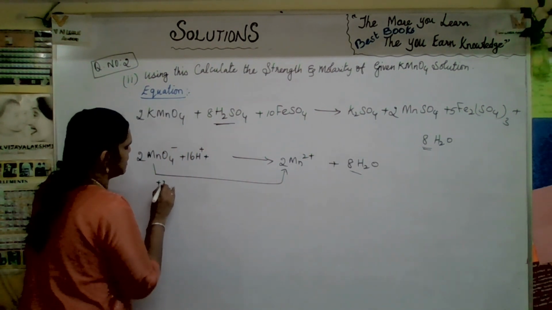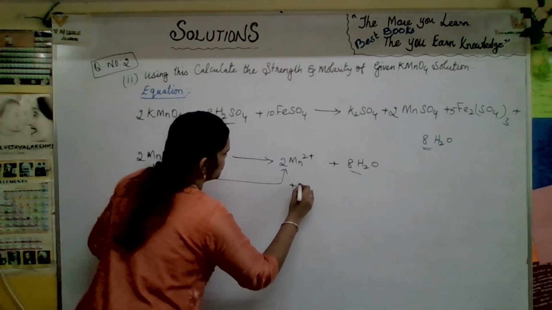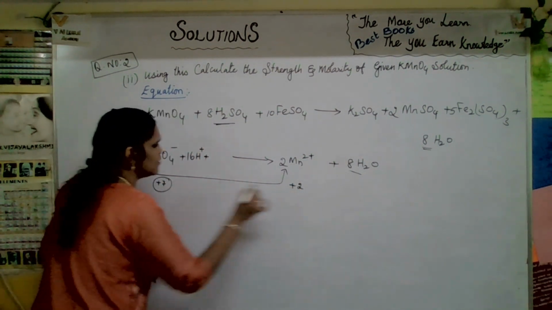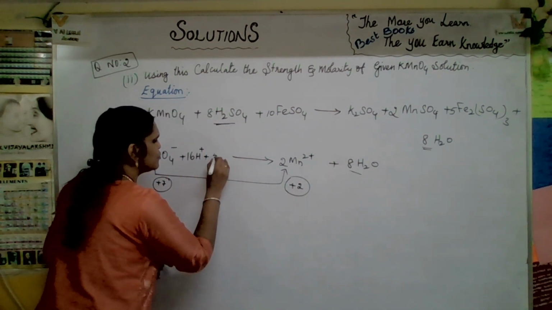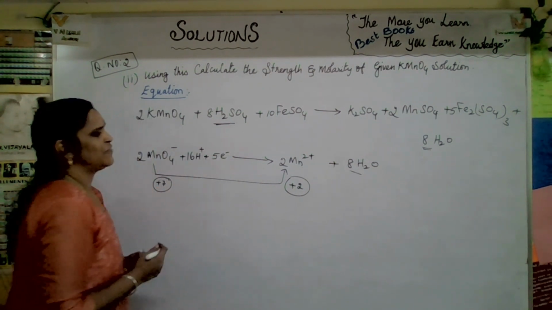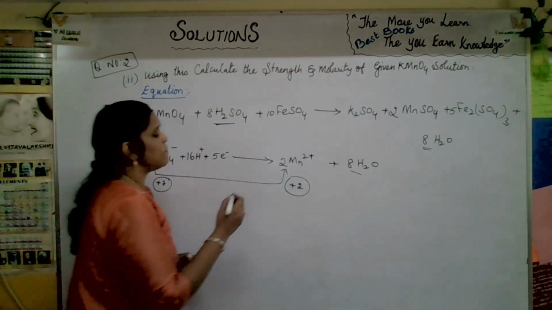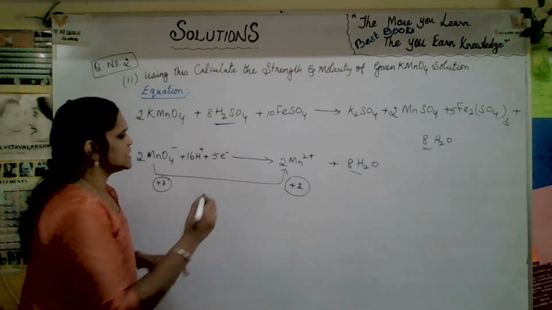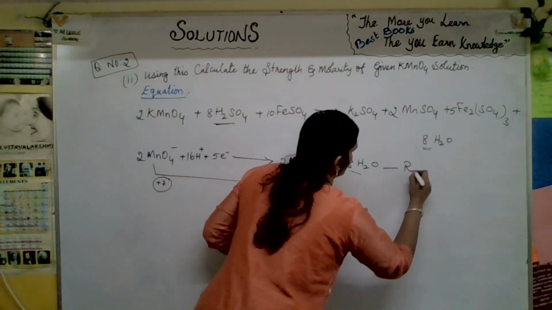Here plus 7 and here plus 2. How many electrons are involved in that? 5 electrons are involved. So you have to multiply that. This is for reduction.